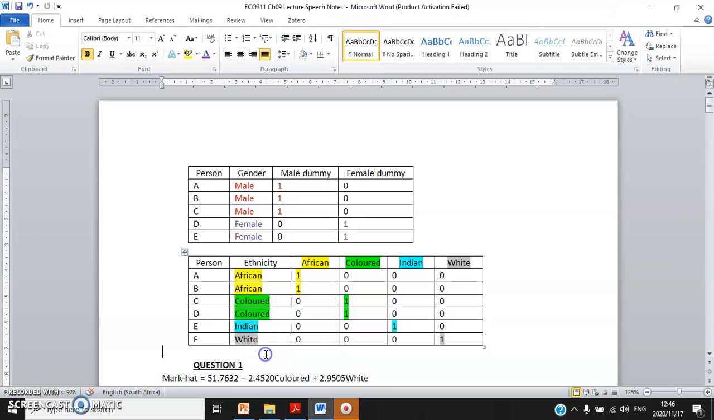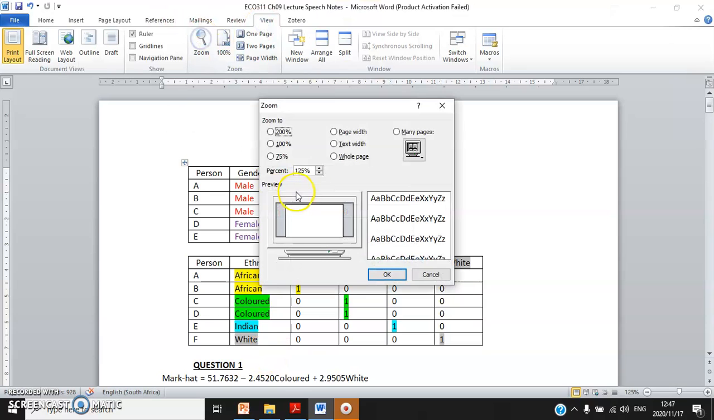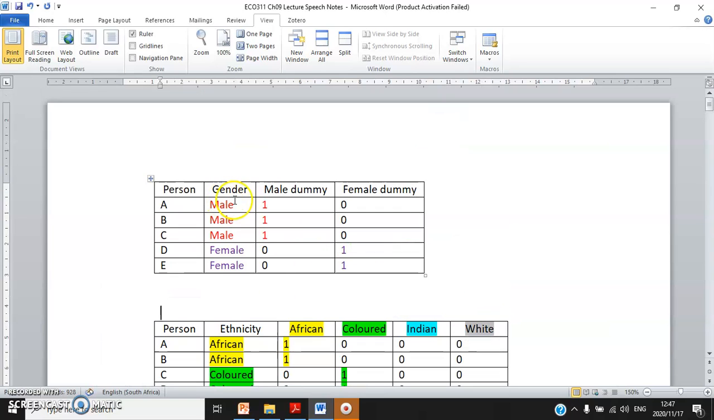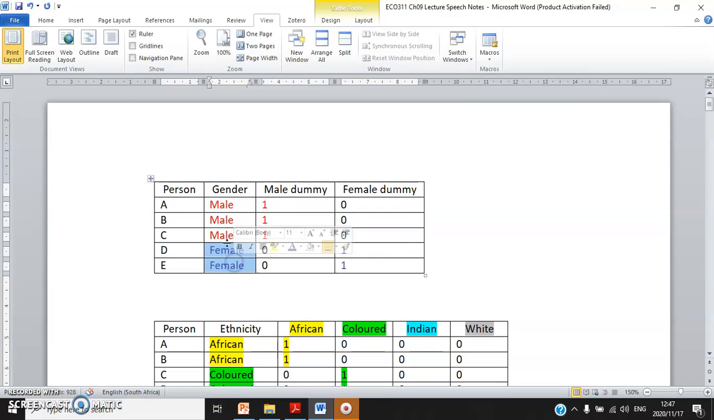So from the study guide, there is an example here. I think I can enlarge it. Okay, so let's say I've got 5 people. The first 3 are male, the last 2 are female. So this is clearly a categorical variable. We have 2 categories, male and female. And then when I create a male dummy, the first 3 people, they are really male, so they meet the yes requirement. This is why the male dummy value equals 1. And then for the last 2 females, they are not male. Therefore, the male dummy equals 0.